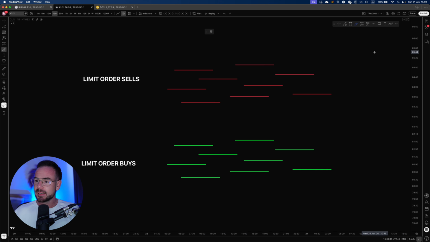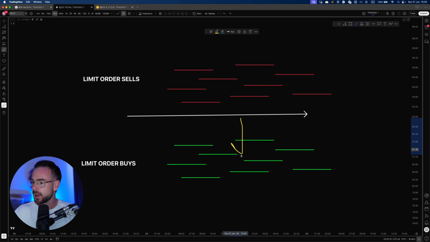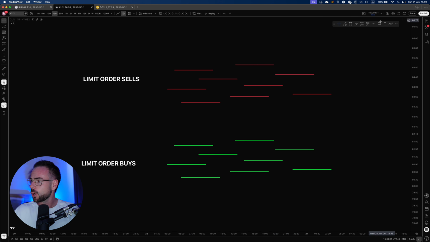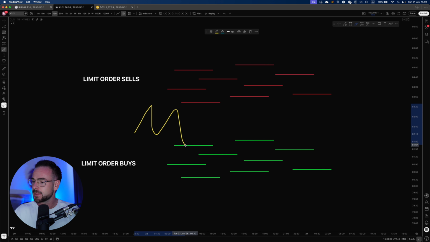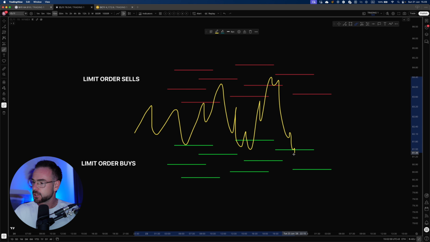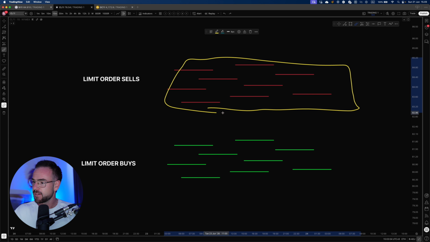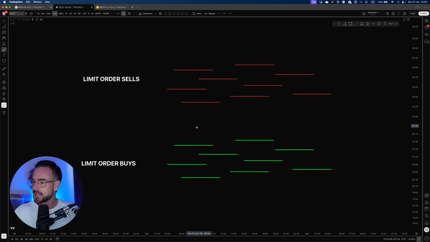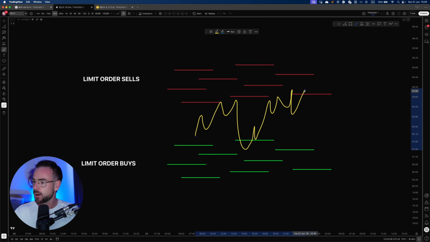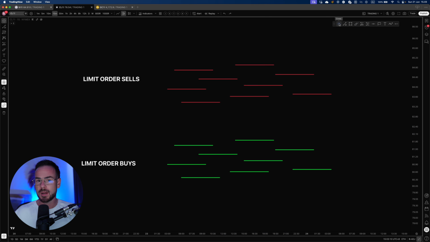Now, if we only had limit orders in the market, price would never move, okay? Price would move in a straight line if there were only orders to sell above the price and only orders to buy below the price, okay? But we know this is not the case. The market is an auction, okay? It's constantly moving up and down to fill orders, to match buyers with sellers and sellers with buyers. And that's because there are limit order sells above price, limit order buys below price, and then there are market orders pushing between, all right? That is a really important concept to understand.